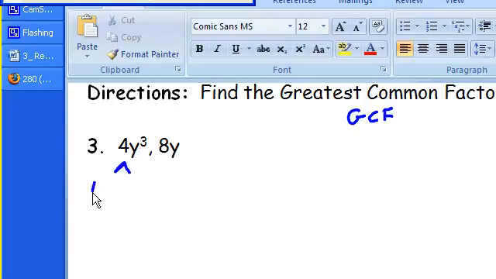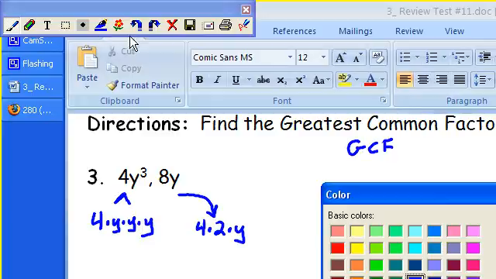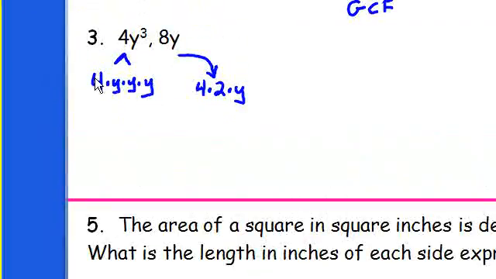So let's factorize this. 4 times y times y times y would be 4y cubed, and 8y would be 4 times 2 times y, oh no, just times y. So there's the factorization of 8y. When we take a look at what we have here, I see a 4y over here, and I also see a 4y over here, because we could also write this as 4 times y times 2.